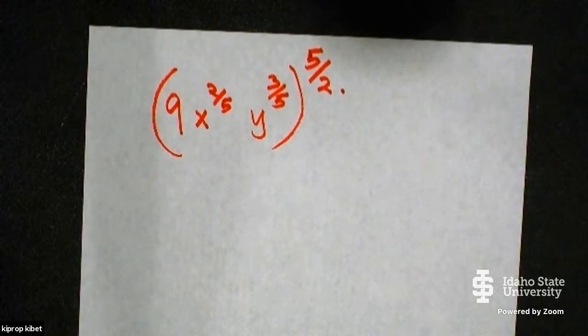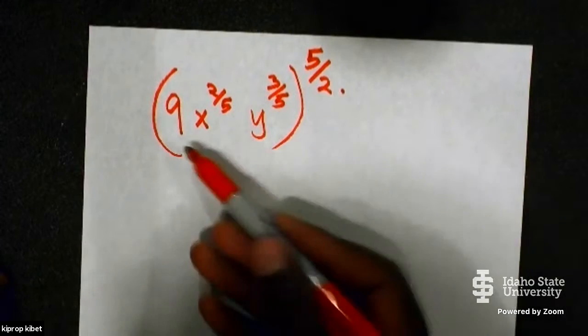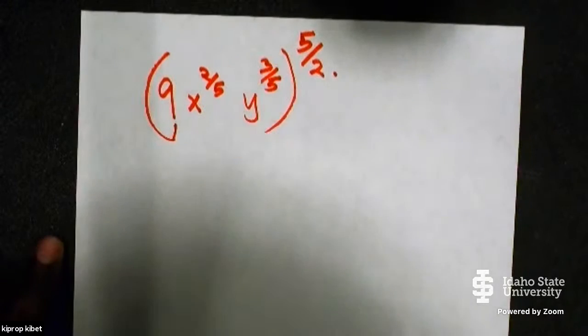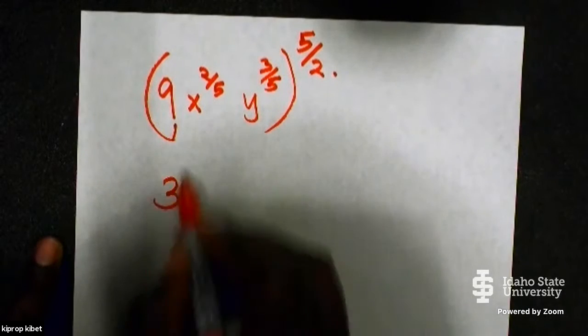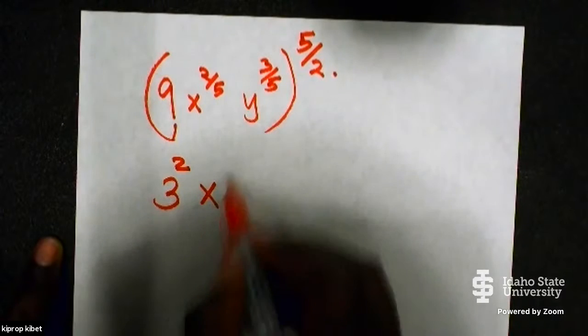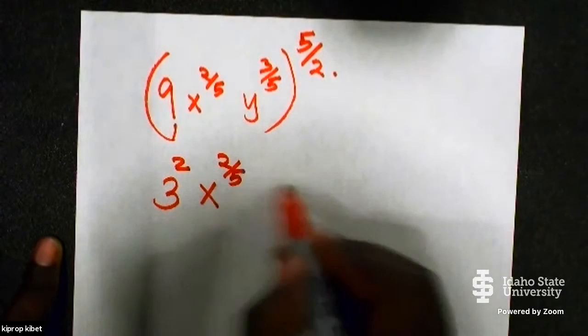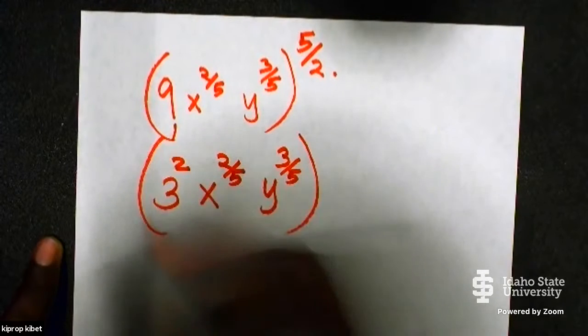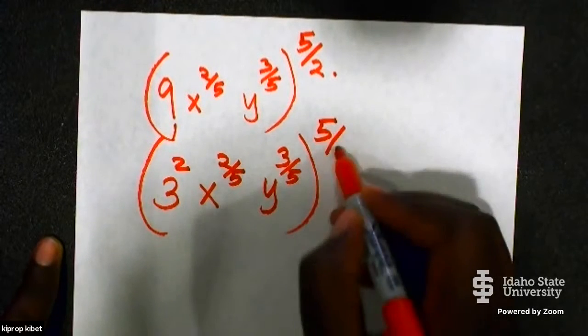So what do we use? We use the power property. Okay? So before we use the power property, we can still get the what? The factors of 9 here. So which is similar to 3 raised to 2, x raised to 2 over 5, and then y raised to 3 over 5. All these raised to what? 5 all over 2.